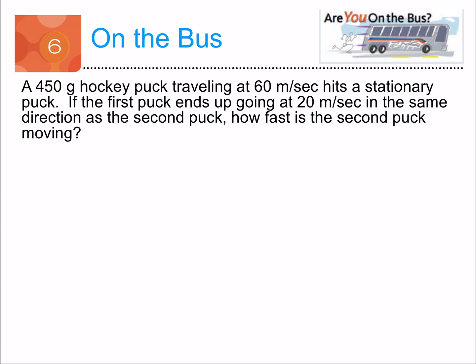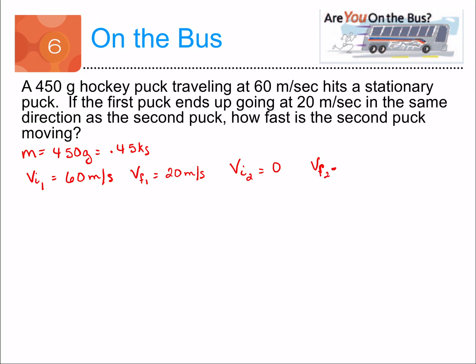Okay, another problem. We have a hockey puck whose mass is 450 grams. By now you know we need to make that kilograms, so 0.45 kilograms. It is traveling at 60 meters per second, and it hits a stationary puck. So we know we're dealing with two pucks. The initial velocity of puck 1 is 60 meters per second. The final velocity of puck 1, the first puck ends up going 20 meters per second. The initial velocity of our puck 2, it tells us it's stationary, so we know that's 0. And we want to know how fast the second puck is going, so we want to know the final velocity of our second puck.